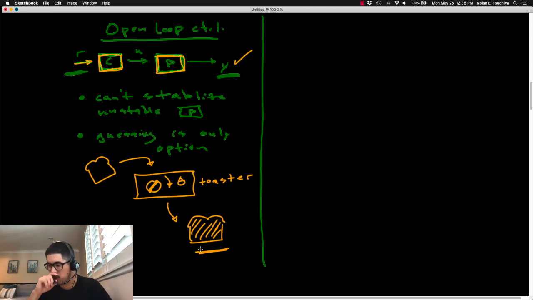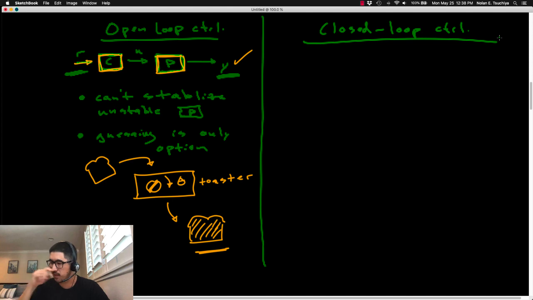So there's your open loop control, and I'm only bringing this up to say that we're not going to study open loop control in this class. I just want you to know that there are these two classifications of control. What we're going to spend all of our time analyzing in this class is closed loop control systems.